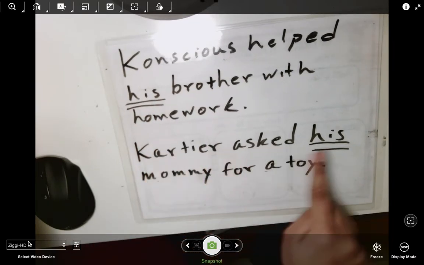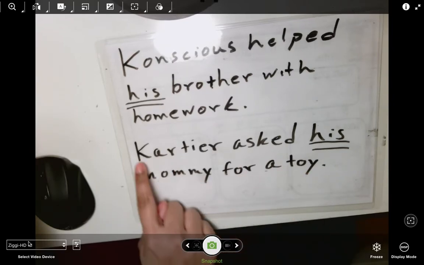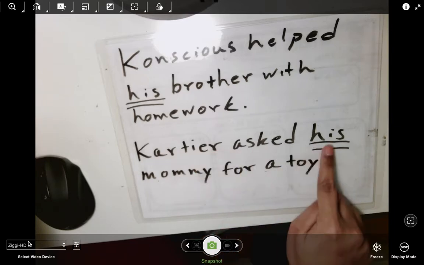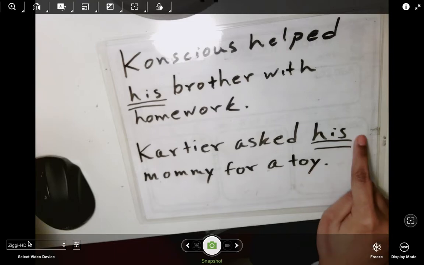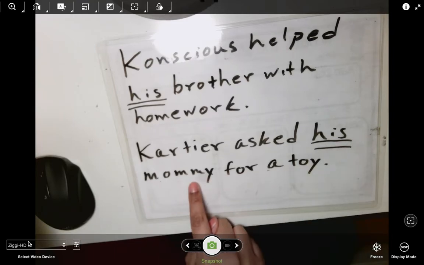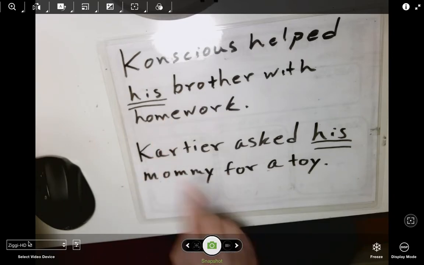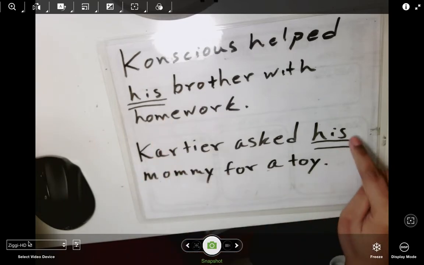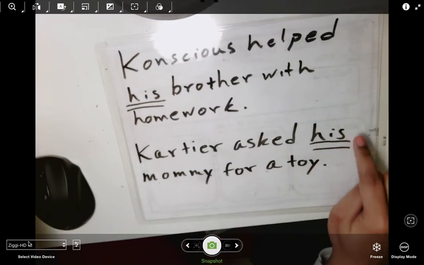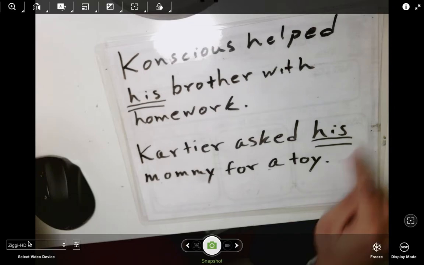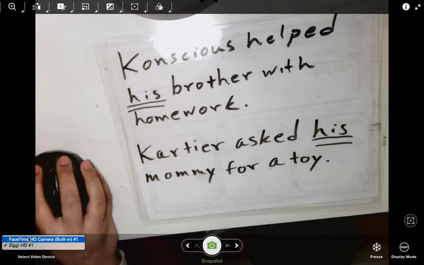Let's try this. Cartier asked his mommy for a toy. Again, notice that his mommy. Whose mommy? Is it my mommy? No. Is it your mommy? No. Unless you're Cartier, then if you're Cartier, it's his mommy. That means that she is his, okay? So just remember, every time you use the word his, it belongs to something, okay?